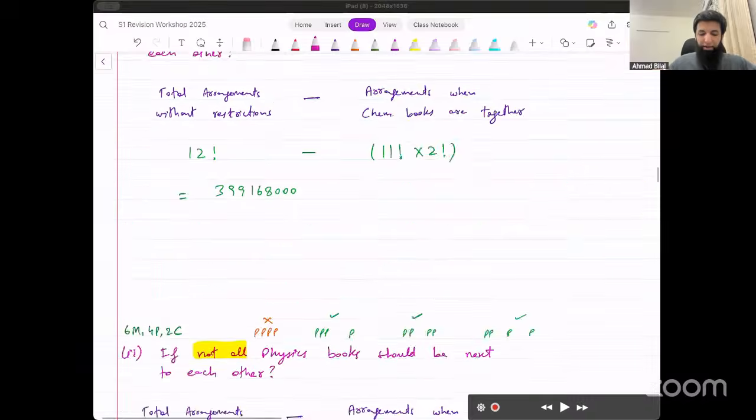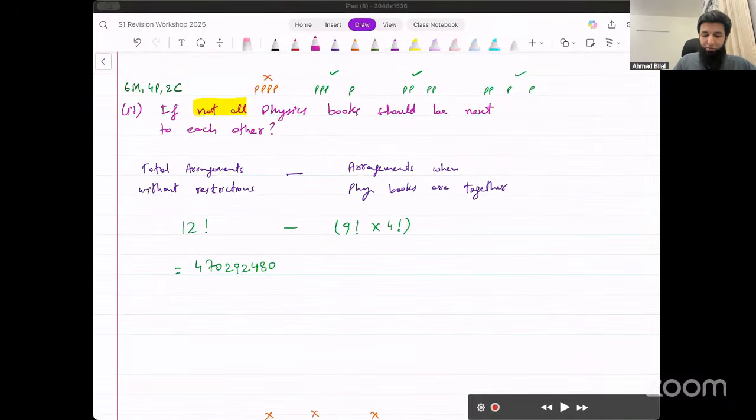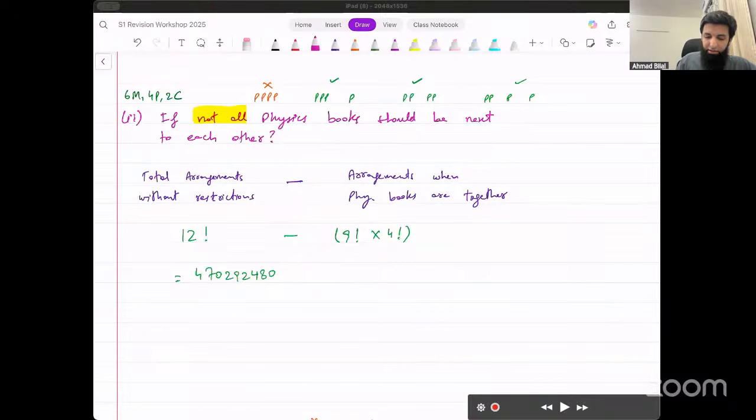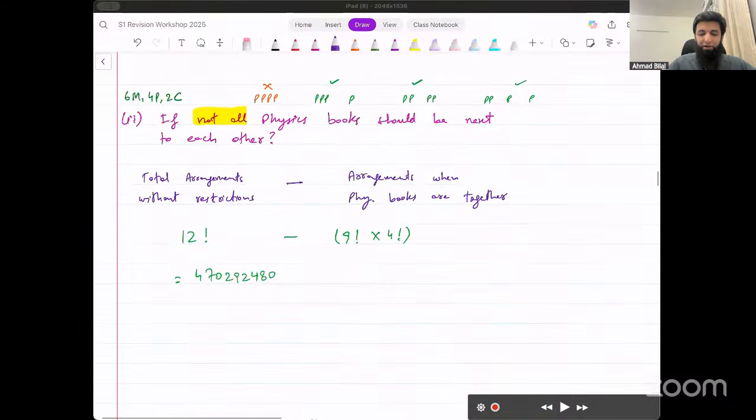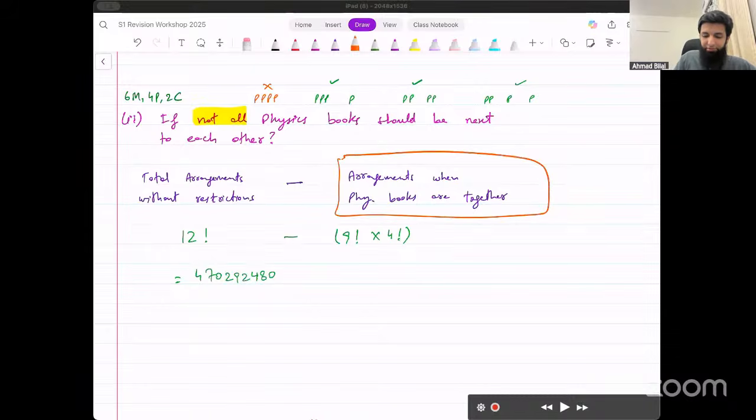12 books in total. We want to arrange those books in such a way that not all physics books should be next to each other, or not all chemistry books should be next to each other. How do we deal with problems like these? What we do is we find the total arrangements. In this case, if it's 12 books, that will be 12 factorial. And then we subtract from that the case when all the physics books are together. What this does is it excludes this particular case when all the physics books are next to each other. But the other cases are still allowed, right?